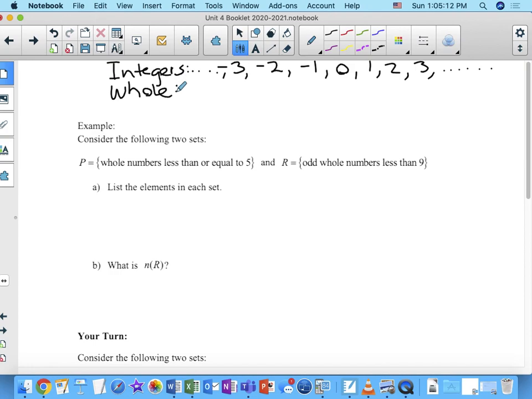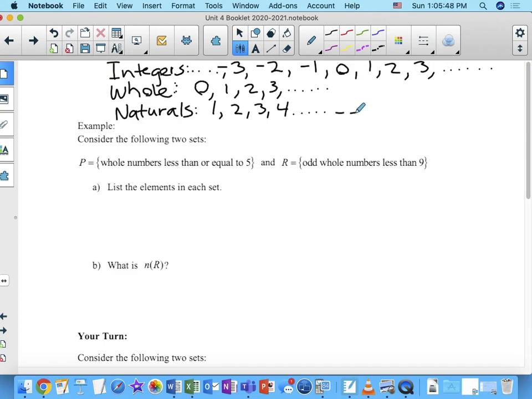Whole numbers, those start at 0. 0, 1, 2, 3, and they keep going. And then the natural numbers, they're also sometimes called the counting numbers. Those start at 1. And they keep going. Okay, and so that's why I use the term natural numbers to describe the numbers on the faces of a die, because 0 is not one of the faces of a die.